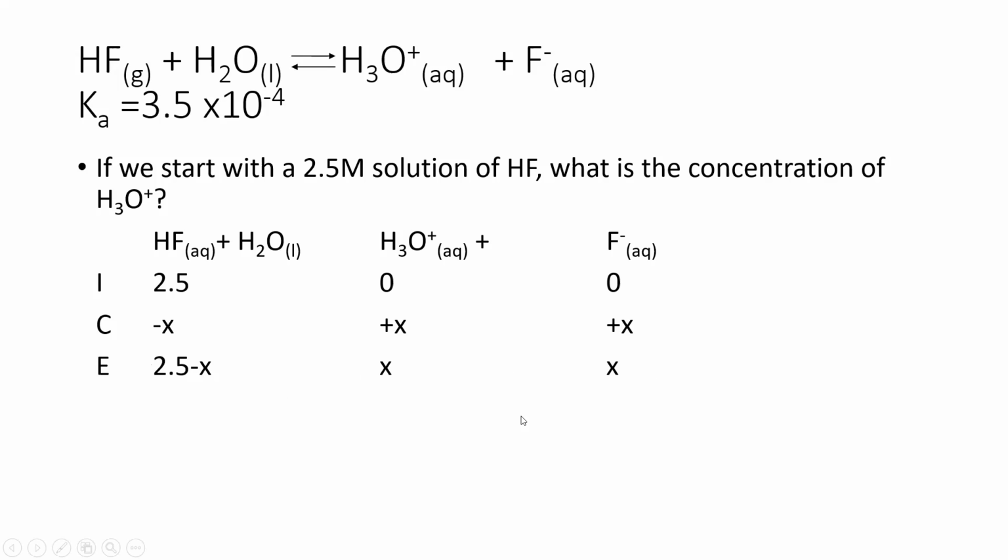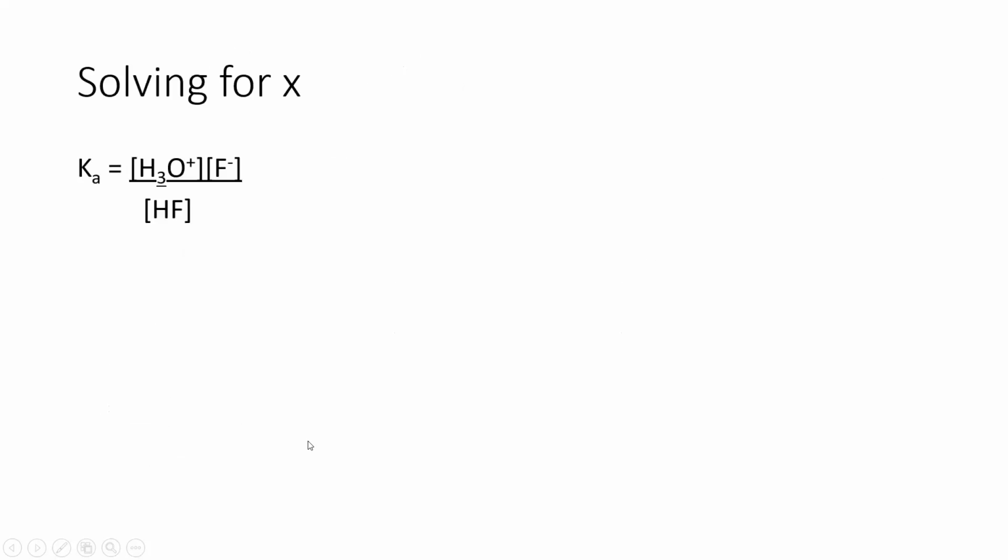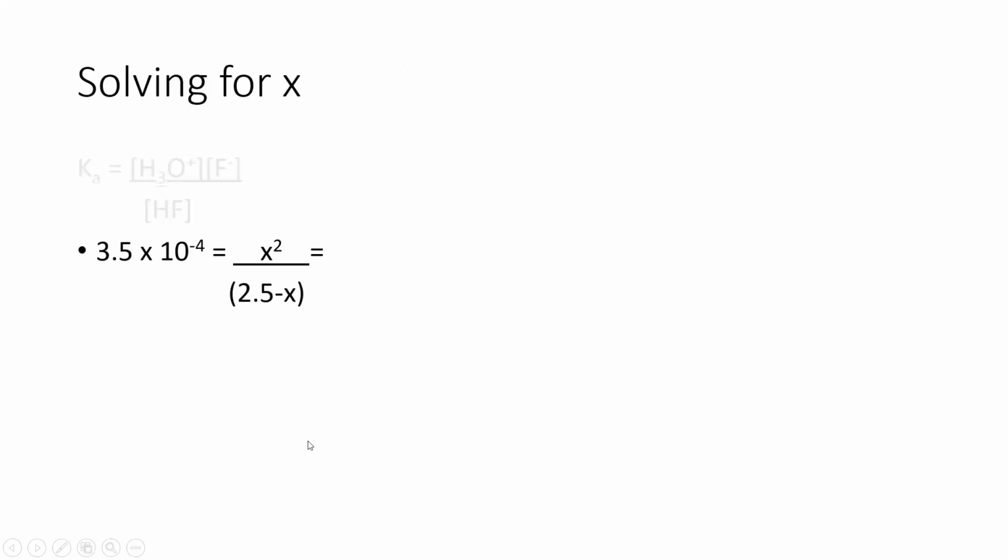And we can put that into the formula for the equilibrium constant. So remember, the equilibrium constant is going to be equal to the products divided by the reactants, leaving out the liquid water. And then we can just plug in X for the hydronium, X for the F minus, and 2.5 minus X for the HF. So that's what it looks like on the right here. On the left, we've just plugged in the value of Ka as was given in the problem.